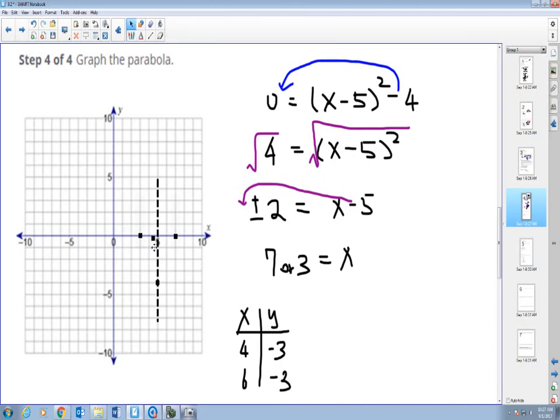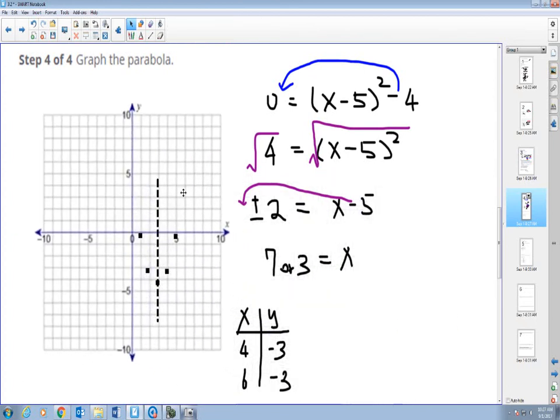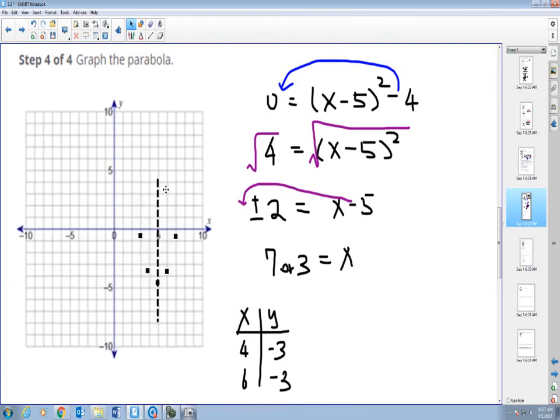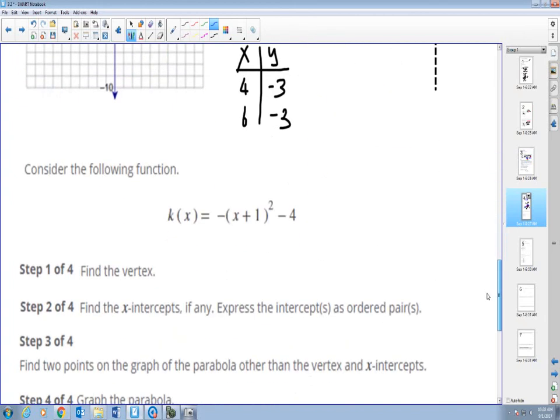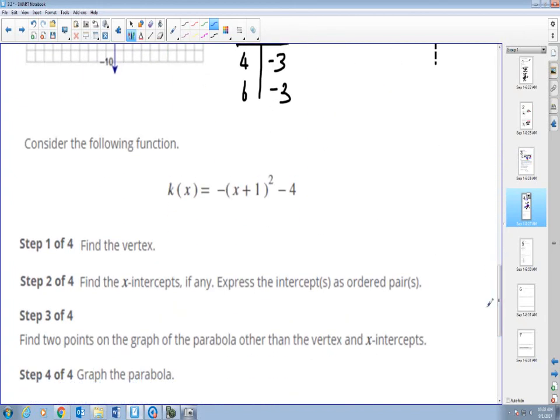So 4, -3 will be about right here. 6, -3. So right 6 down 3, I'll be right there. And here's my parabola. Oops, not very pretty, but you get the point. All right. Let's try another one. This one, same thing.